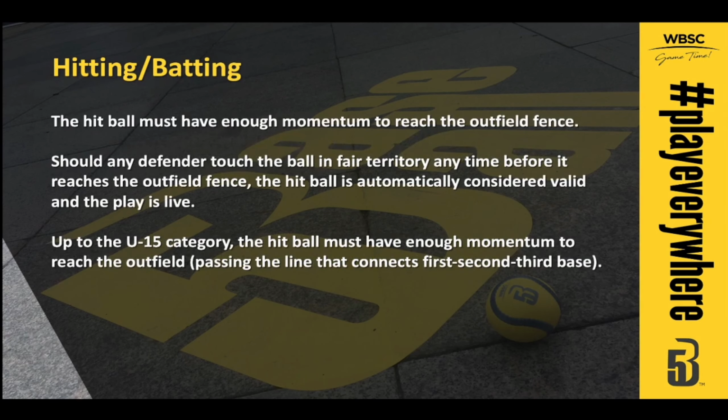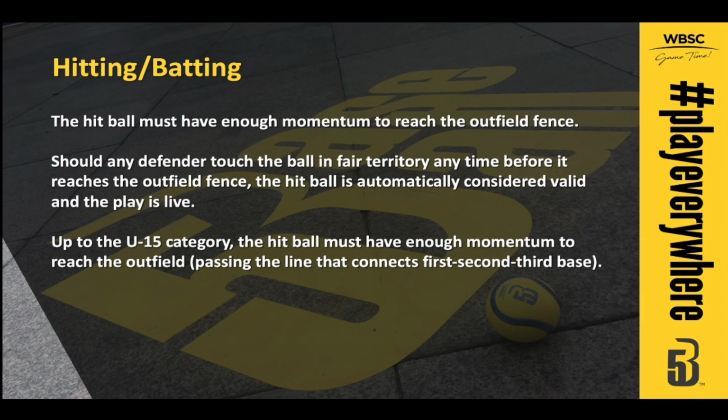The hit ball must have enough momentum to reach the outfield fence. Basically, you can't tap it, which would be the equivalent of a bunt in baseball or softball. You have to try and hit it hard. Should any defender touch a hit ball in fair territory any time before it reaches the outfield fence, the ball is automatically considered valid and the play is live. This applies to both voluntary and involuntary touches by the defensive team.